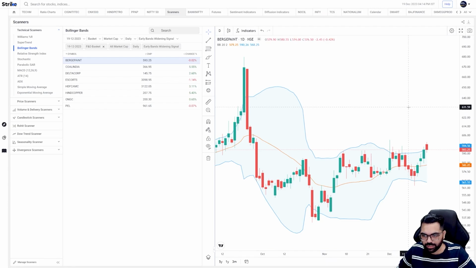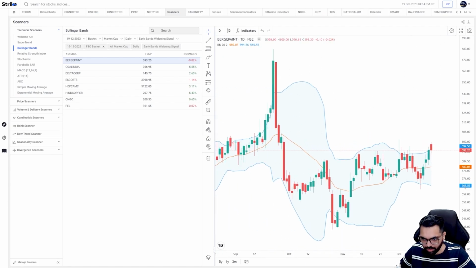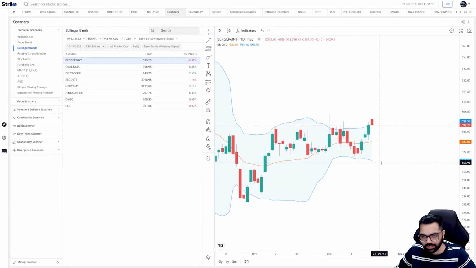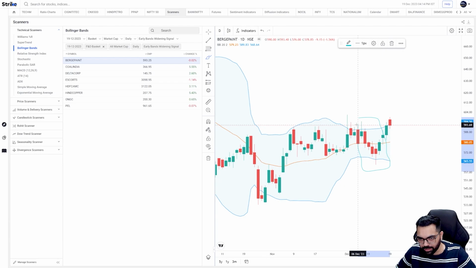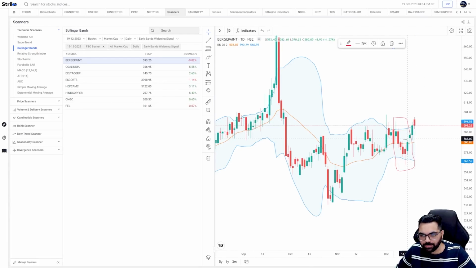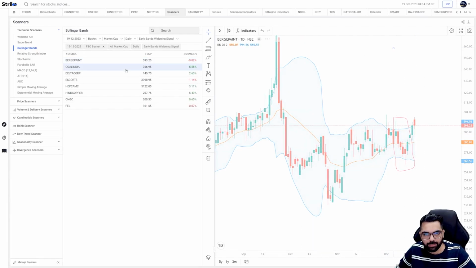So I'm selecting the widening one. Yeah. So this stock you can see slowly trying to get out of the bands range and go into a trending nature, and the bands are coming out of a squeezed point. So you can see here bands were quite squeezed and right now they are starting to expand, which can signal that a trend directional move can play out.